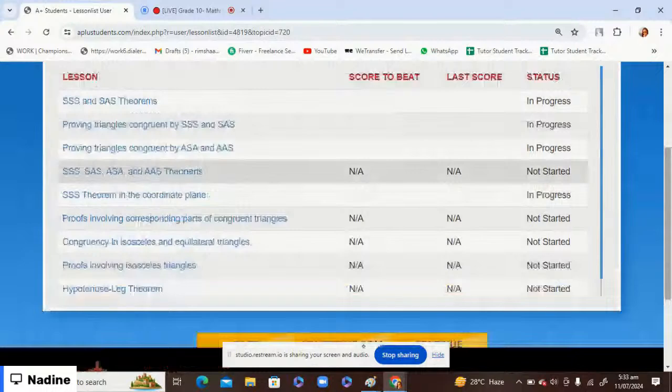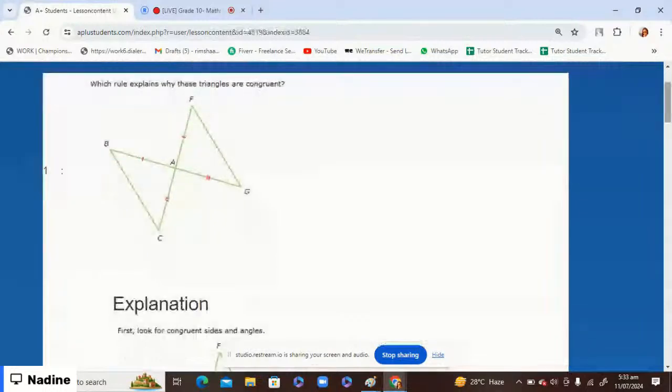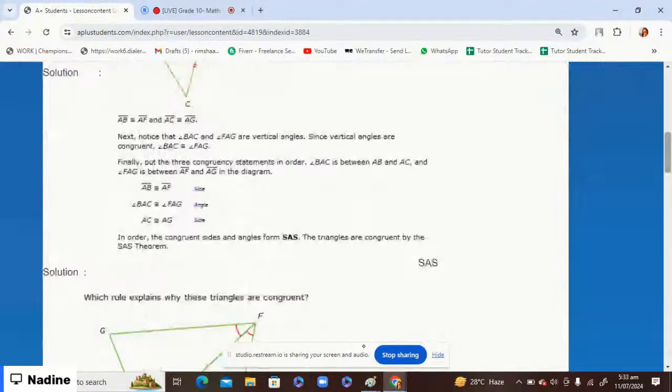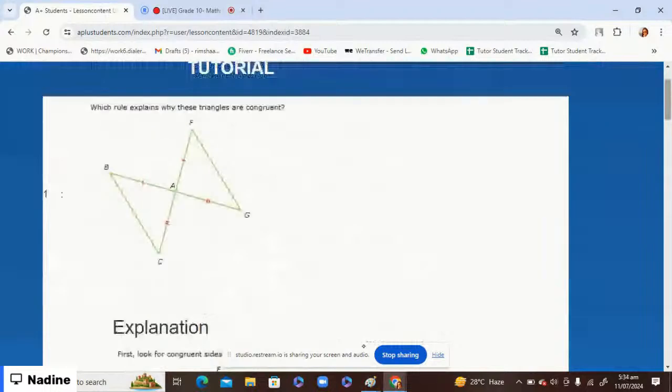So the fourth lesson: which rule explains why these triangles are congruent? Now look here, two sides are given. How many sides are given here? Two sides, and one angle, so it means side angle side is the rule. Why the two sides? Because look, these two lines represent AG is equal to AC, and AB is equal to AF. So we can say that these two are equal and these two are equal.